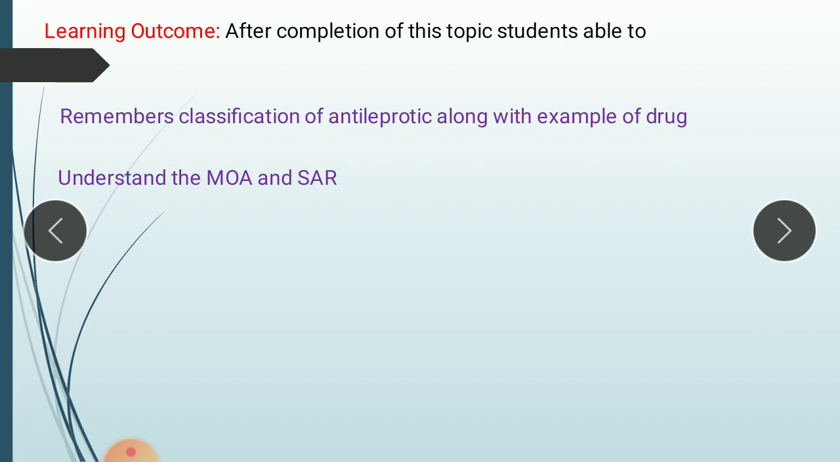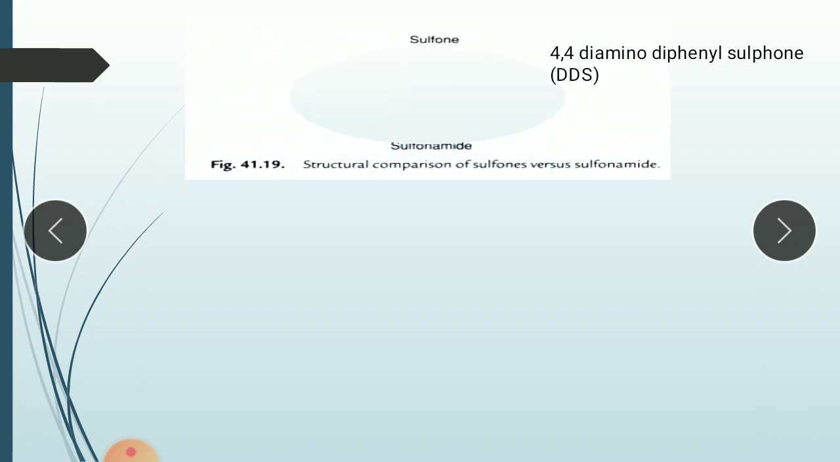So leprosy, also known as Hansen's disease, is a chronic infectious disease caused by Mycobacterium leprae. It is the causative agent. This disease mainly affects the skin, peripheral nerves, mucosal surface of the upper respiratory tract and eyes. Sulfones are the drugs which are used in leprosy. So anti-leprotic agents are the agents which are used in the treatment of leprosy.